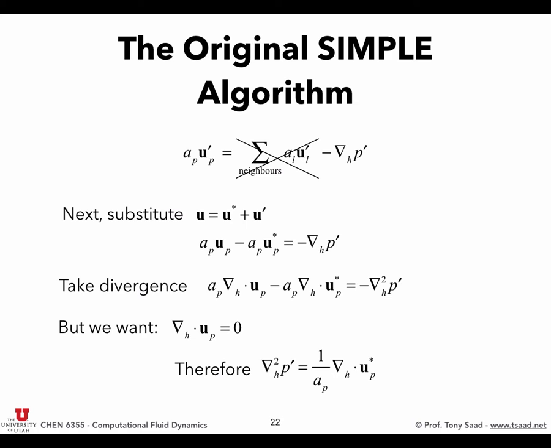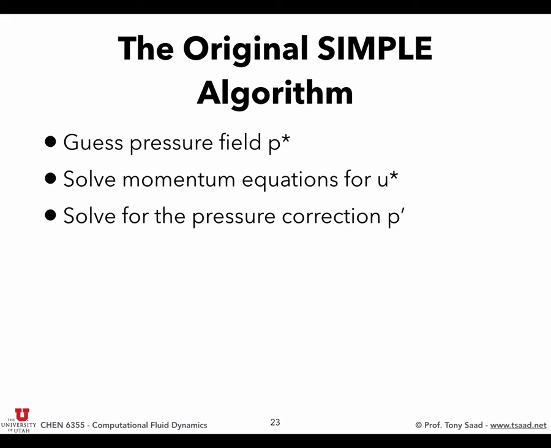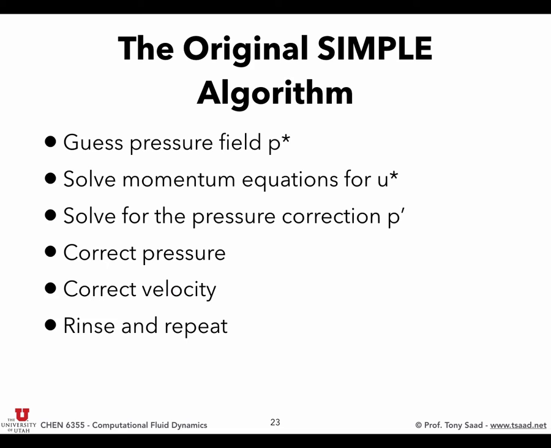Except that U star is going to be a little bit different, and the assumptions we made by neglecting these neighbors are going to mess up the correction and affect the convergence rate. So the algorithm is simple. Guess a pressure field P star, solve the momentum equations for U star, solve for the pressure correction P prime, neglecting the summation over the neighbors, and then correct the pressure, and then correct the velocity. And rinse and repeat. And that's the SIMPLE algorithm. It's an implicit method. It keeps iterating, and you're solving a Poisson equation at every iteration for the correction.